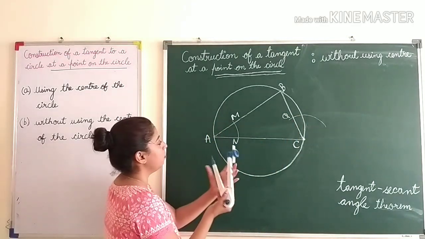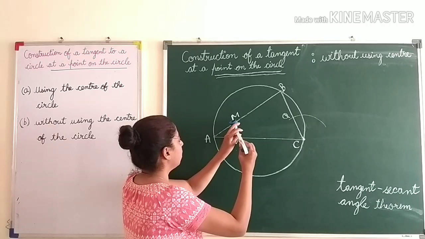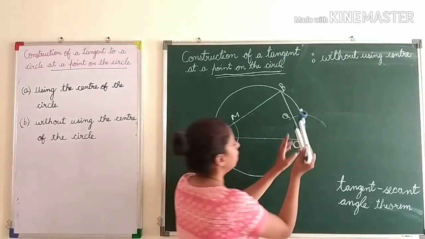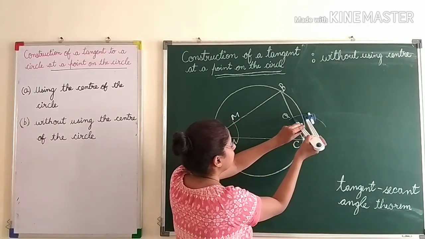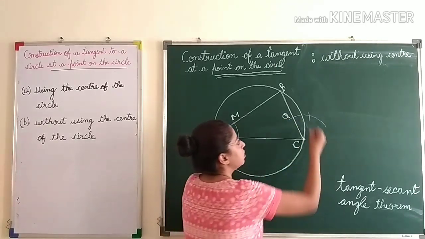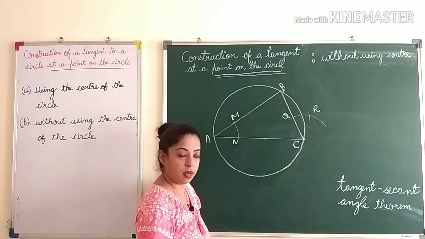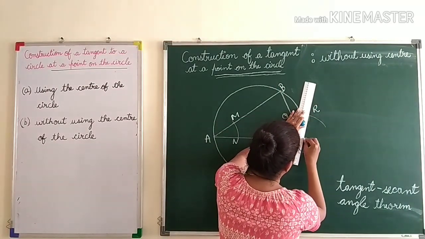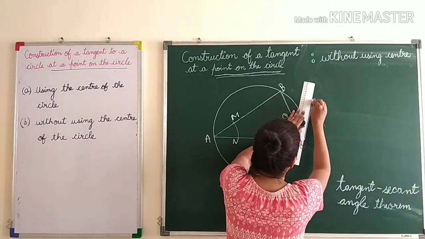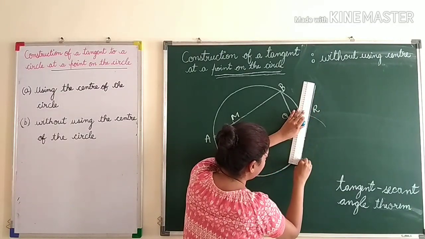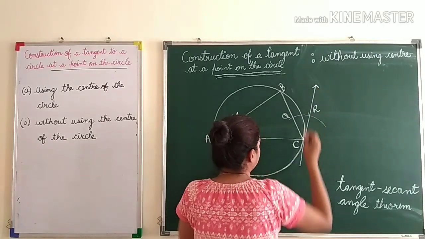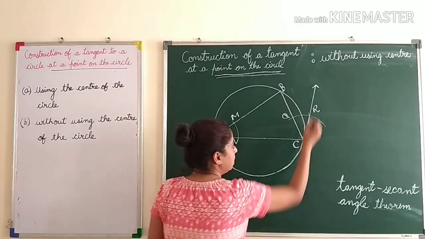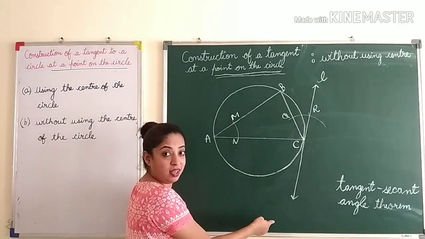Now you will measure MN. Measure MN with your compass. Take the same measurement and from Q cut the previous arc, say at R. Right? Now just join CR and extend it. So this line L is your required tangent.